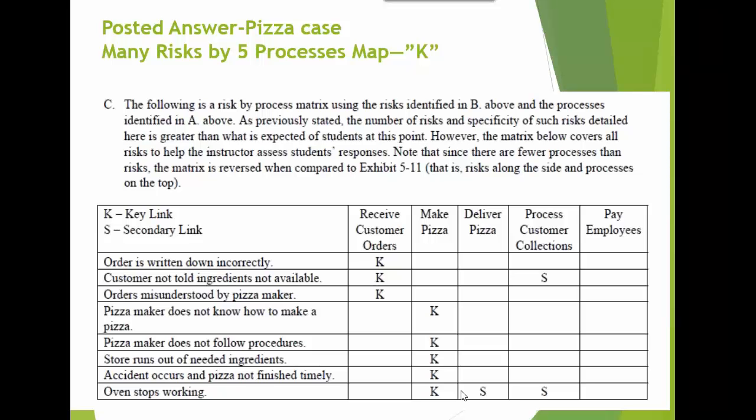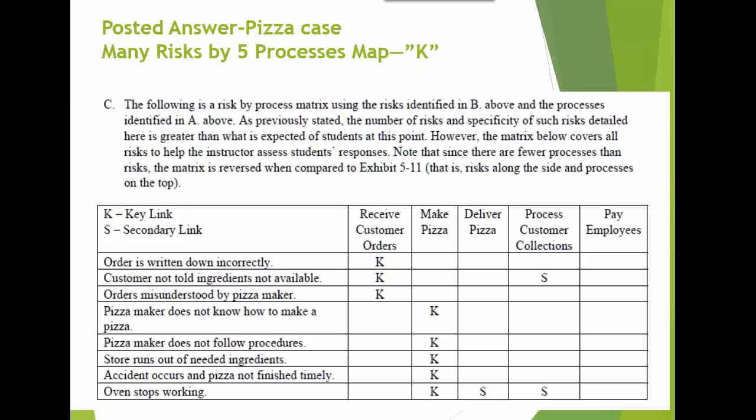Oven stops working. It's a key risk related to making the pizza. Secondary risk to delivering the pizza, because we can't deliver the pizza if we haven't made it yet. And customer collection, secondary risk, because again, we can't collect the money if we haven't made the pizza yet. Okay, so you get the idea of key risk, the risk that we are actually addressing, the thing that could go wrong.